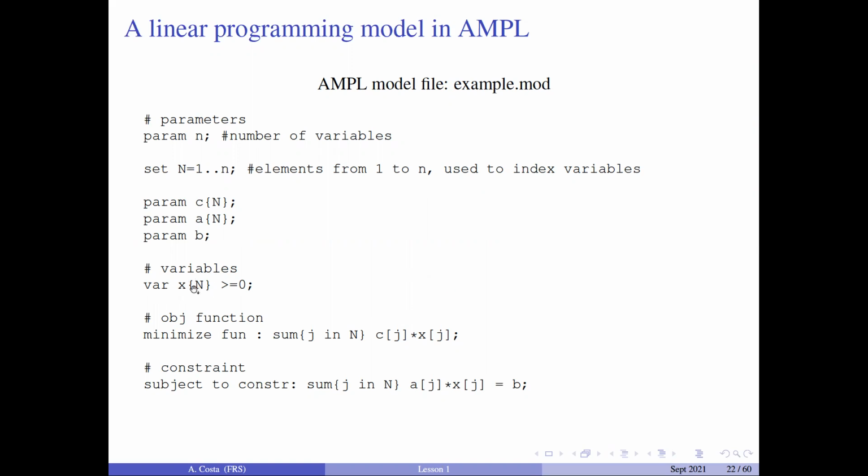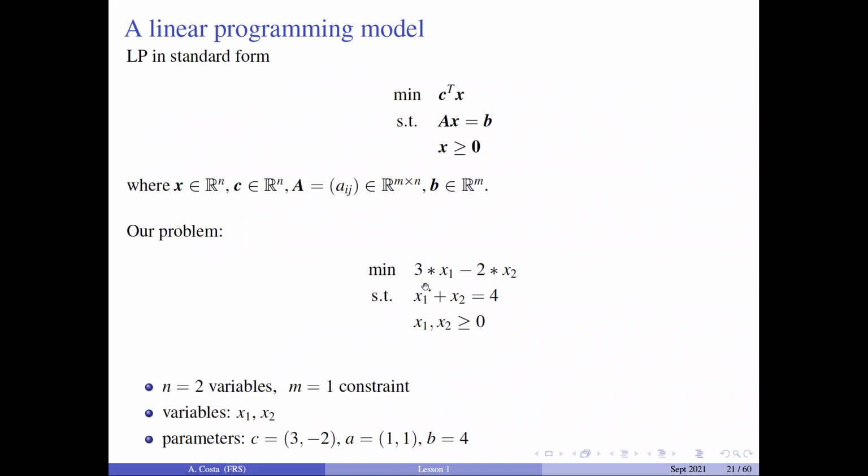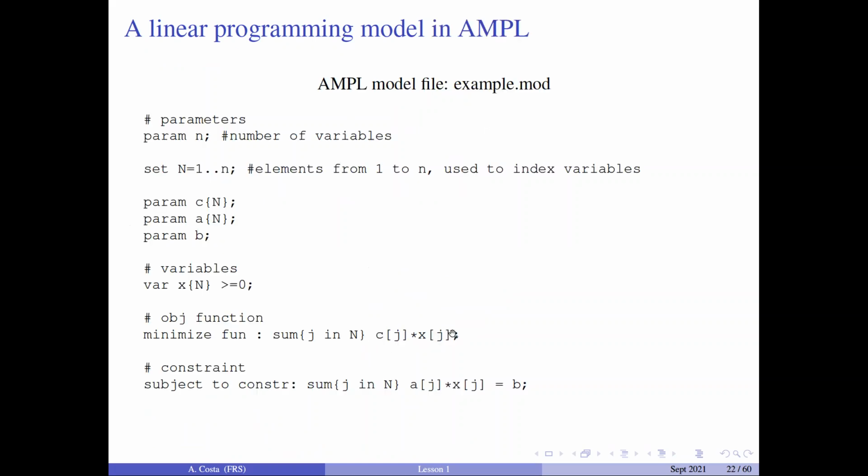So here we define the variable x of n greater than or equal to 0, meaning x1 and x2 are greater than or equal to 0. And now look at the objective function. Why did we have all this trouble of defining set? Because look at how easy it is now to write the objective function. Instead of having to write all this expression, that in this case is short, but it can be much longer, we just need to write something like that.